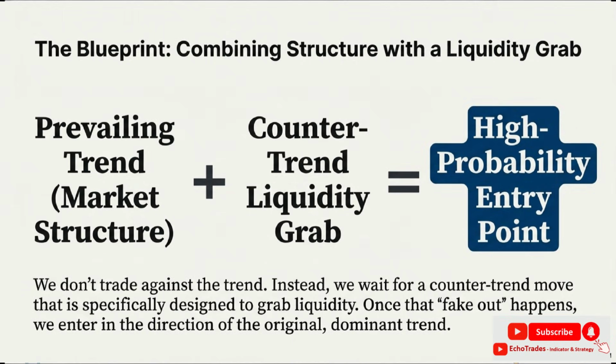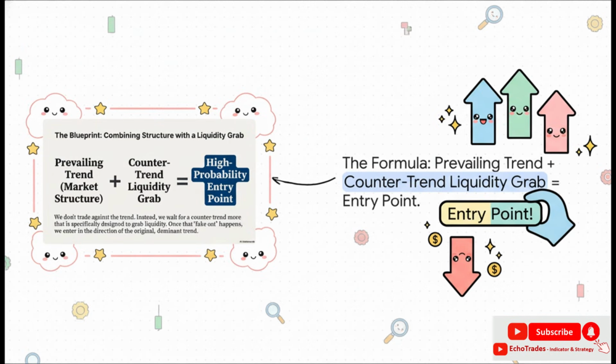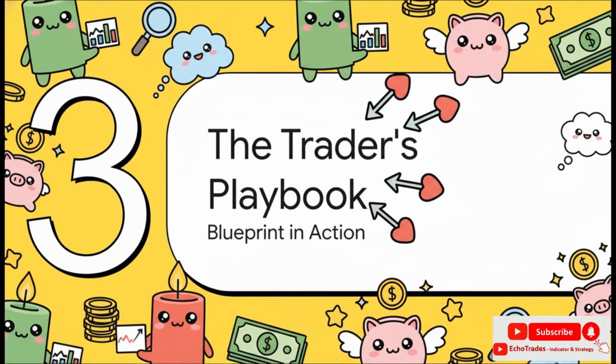We take the main trend, that's our market structure, and we patiently wait for a move against the trend that grabs liquidity. When that fake out happens, we don't get scared, we get ready, because that's our signal to jump in the direction of the original dominant trend. Okay, that's the theory. That's the big idea. But how does it actually look in practice? Let's get into the nitty-gritty with a step-by-step playbook to see how this builds into a solid plan.